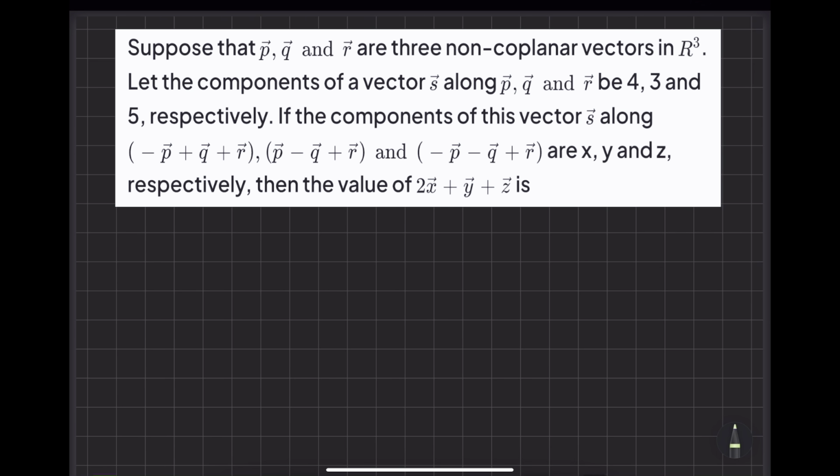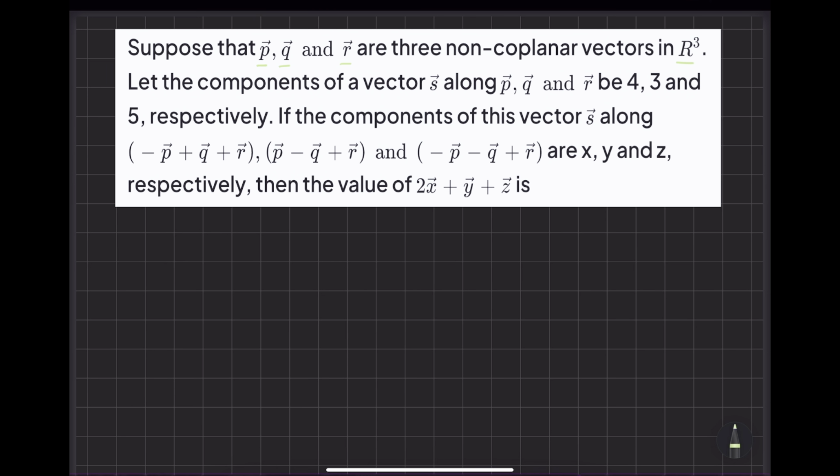So, we have a wholesome new problem which says: suppose that vectors p, q, r are three non-coplanar vectors, so they are not in the same plane. Okay, you can connect x, y, z, and also if you're not able to visualize, just suppose p as i cap, because i cap is a unit vector along the x-axis. You can treat q as j cap, and r as k cap. Then visualization will become easy.